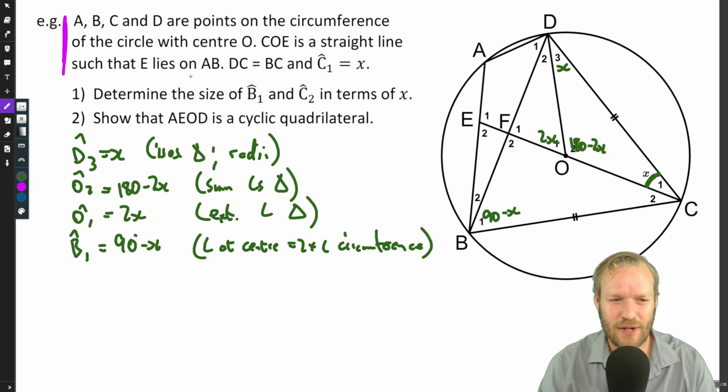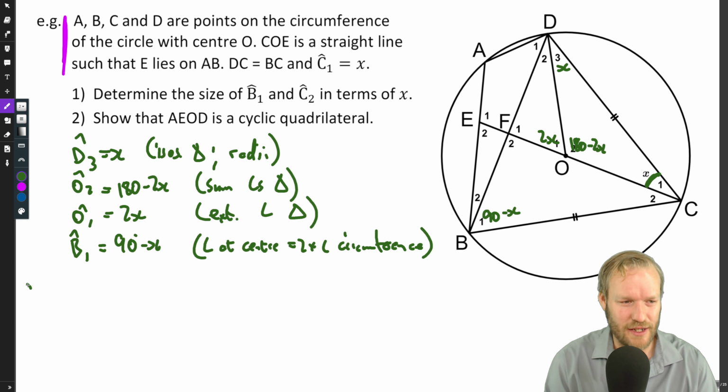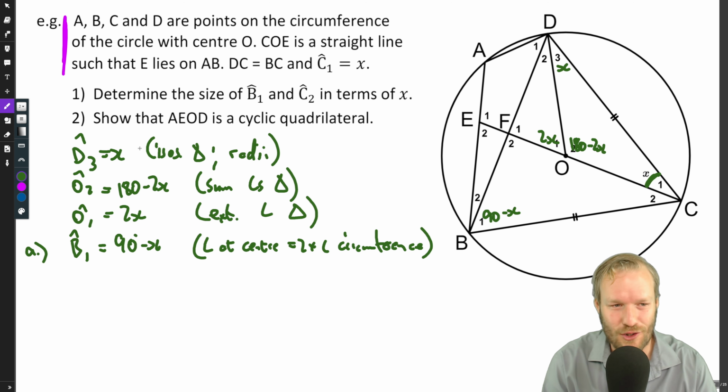Determine the size of B1 and C2 in terms of x. B1, okay, well B1 we've already got, right? So that was easy enough. 90 minus x. So part A has already been shown. If you want to, just in terms of capturing this, you might start with A over there. If we read our statements and reasons in order, we can see how we're looking.